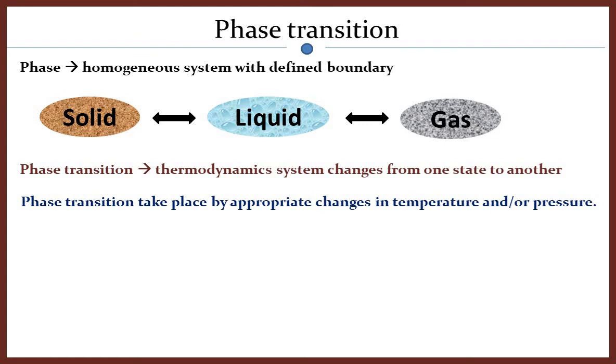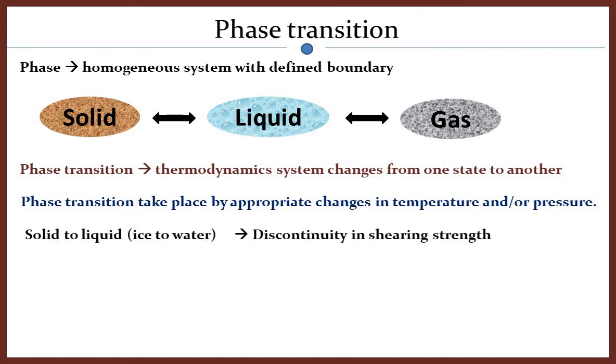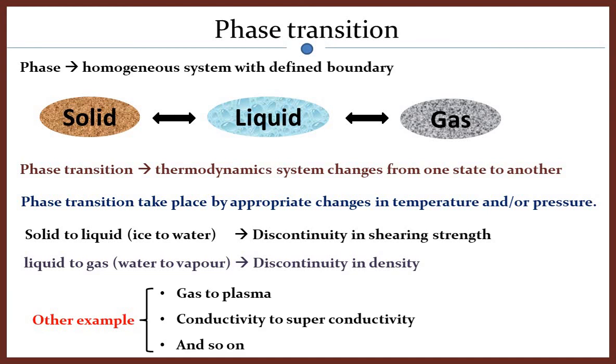Therefore, any kind of phase transition takes place when you change temperature and pressure, and at a particular value of temperature and pressure you will find this phase transition. And there are always some properties associated with this phase transition, like during solid to liquid transition you will find a discontinuity in shearing strength. Similarly, in liquid to gaseous state you will find a discontinuity in density. There are many other examples like gaseous to plasma state, conductivity to superconductivity state, and so on.